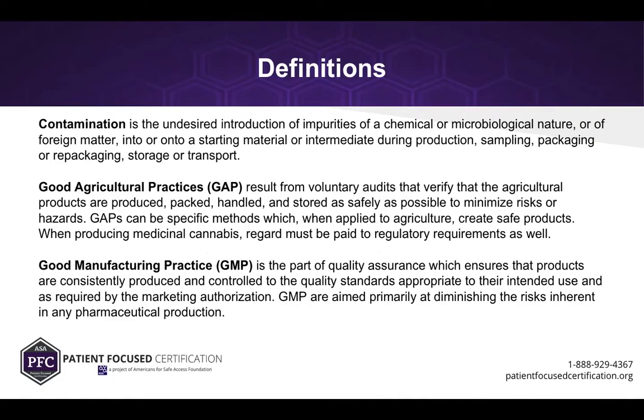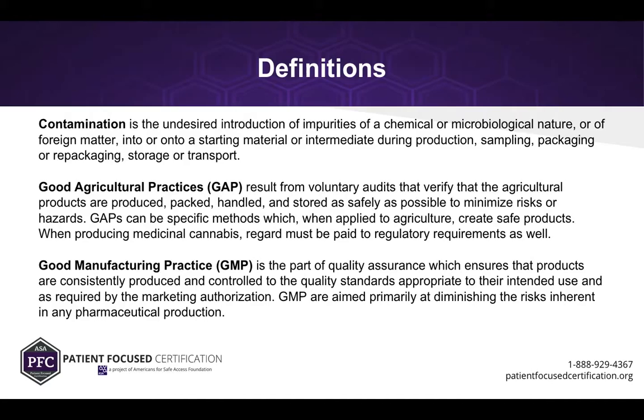Contamination is undesired introduction of impurities of a chemical or microbiological nature or of a foreign matter that can end up in your starting material or can end up being introduced during production, sampling, packaging, storage, or transport. Good agricultural practices, also called GAP, result from voluntary audits that verify that the agricultural products produced were packaged, handled, and stored as safely as possible to minimize the risk of hazards, including contamination.